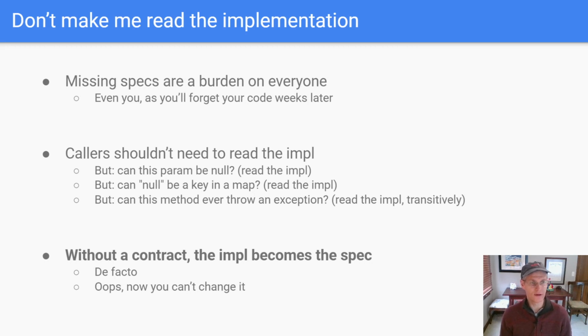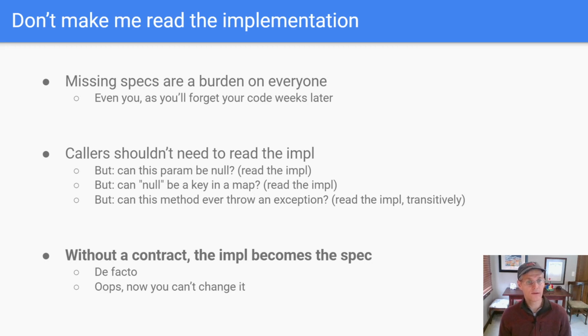Well, maybe they're going to go read the implementation and find out. Well, can I have a map with a null as a key? Again, they might go read the implementation. And here's the worst. If a caller has called your method and they're wondering, well, what exceptions might it ever throw? Well, they might go read the implementation, but what's worse is they might need to recursively read all the methods that you are calling from your implementation, which I can promise you takes a long time, or it's sort of like whack-a-mole. Like you see a runtime exception in your code and then you start looking for that afterwards.